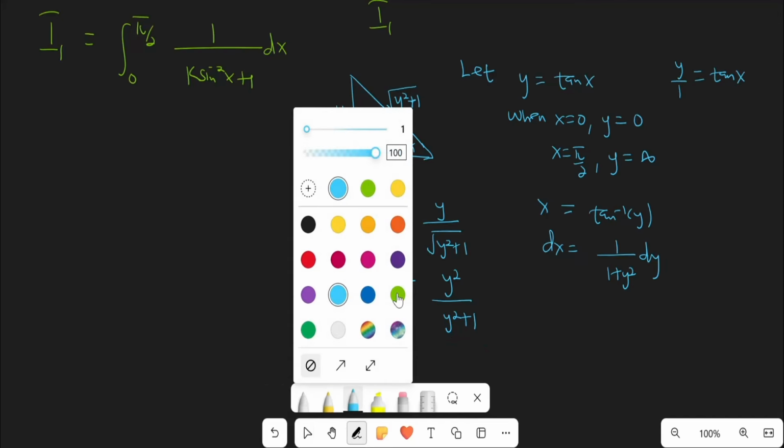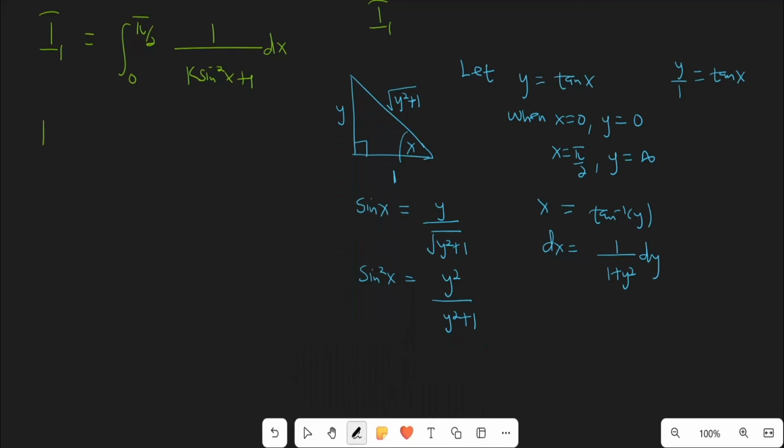Now let's take the integral into the y world. I1 is going to be, the integral will now change from 0 to infinity. Those are the limits of integration. And now we have 1 all over k times sine square of x, which is this, so which is k times y squared all over y squared plus 1, and then plus 1, times dx, and dx is 1 all over 1 plus y squared dy.